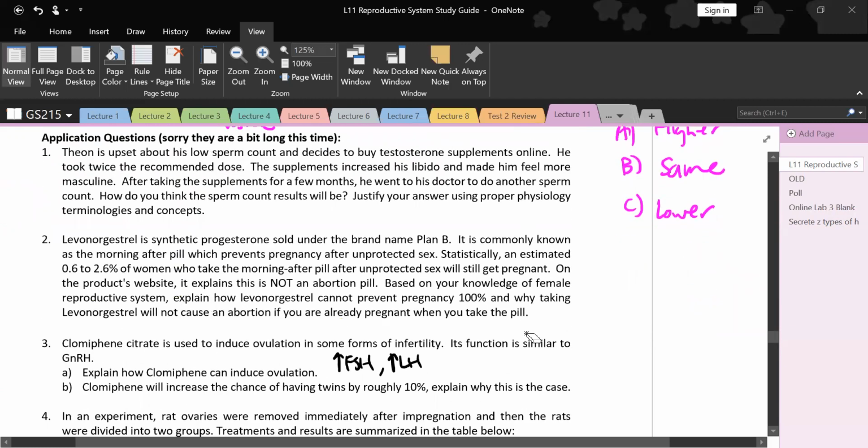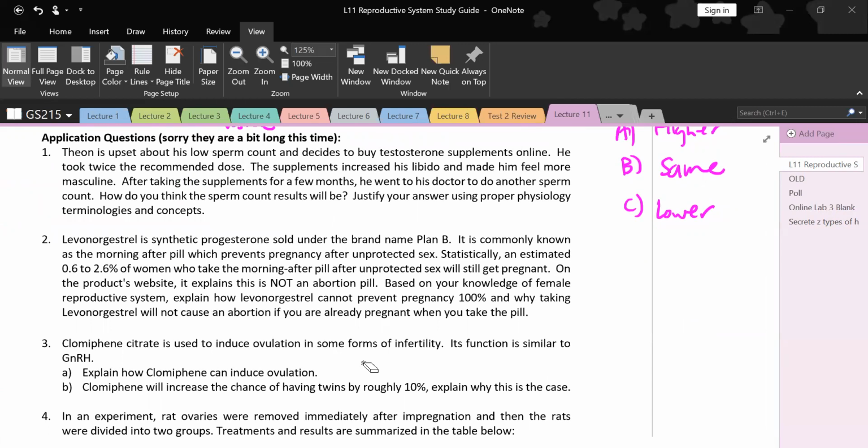All right, let's take a look at this next question here. So there is this drug. I'm not sure if I'm pronouncing it right, but I'll give it a try anyways. Levonorgestrel. It's a synthetic progesterone sold under the brand name Plan B. It is commonly known as the morning after pill, which prevents pregnancy after unprotected sex. Statistically, an estimated 0.6 to 2.6% of women who take the morning after pill after unprotected sex will still get pregnant. On the product's website, it explains that this is not an abortion pill.